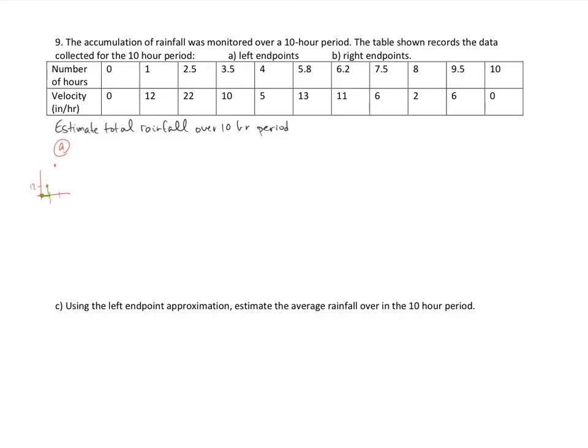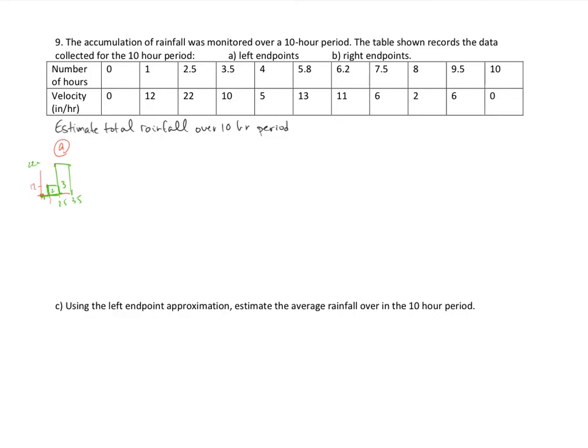Our second rectangle, this is at 2.5, will have a delta x of 2.5, and left endpoints will have a height of 12. Our third rectangle, this is at 3.5, will have a delta x of 1 and then a height of up here at 22. So that will be our third rectangle. So this was our first, this was our second, that's our third, and so on.